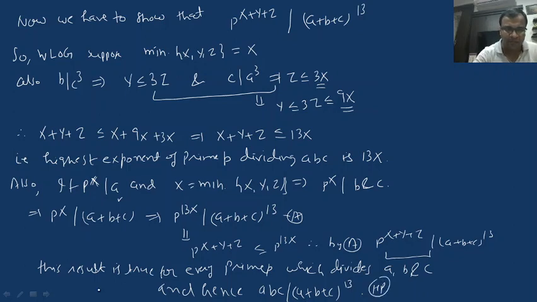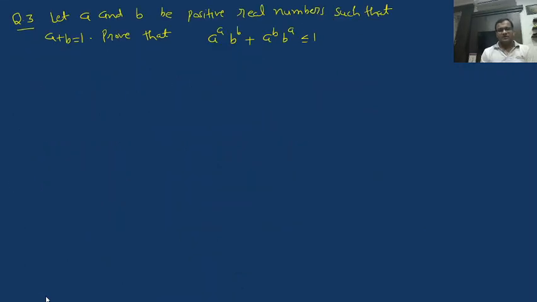Okay, move to the next problem. This is a very simple and very elementary inequality problem. Here we are given two positive real numbers A and B which are connected by this relation: their sum is equal to 1. We have to prove that A to the power A into B to the power B plus A to the power B into B to the power A cannot go beyond 1. Its upper bound is actually 1.